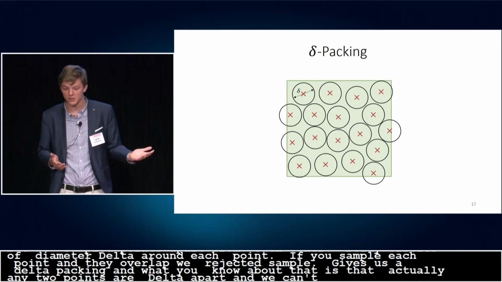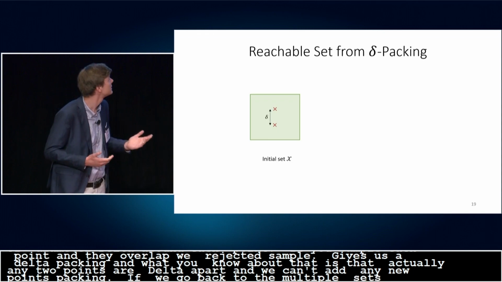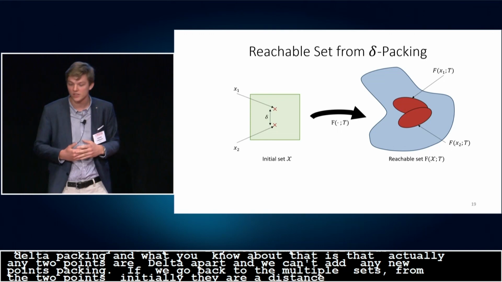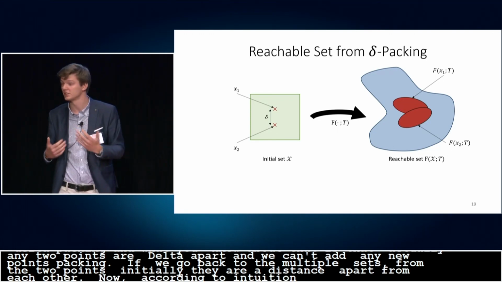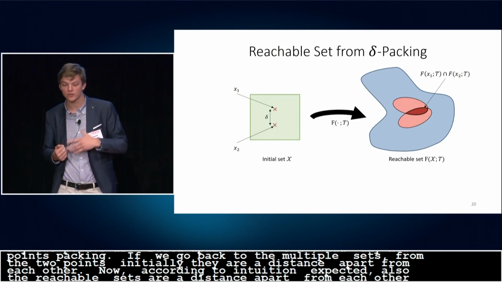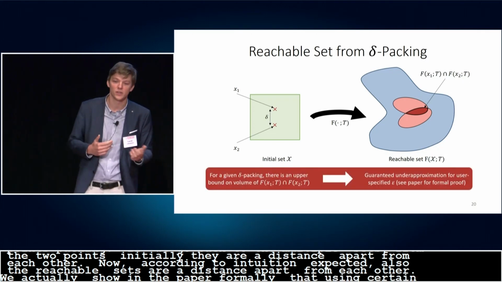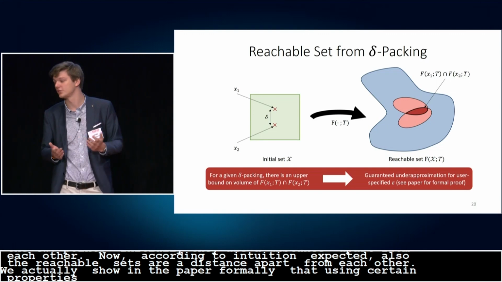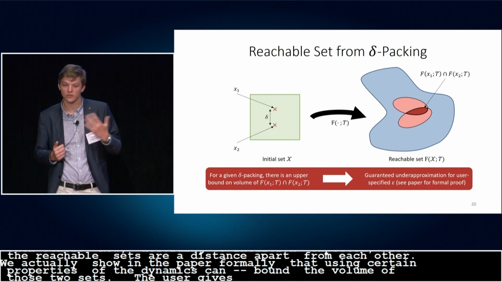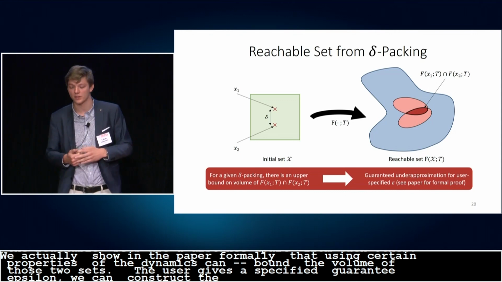So if we now go back to our reachable sets, we know that for 2 points from our initial set, they're at least a delta distance apart from each other. We would now, at least according to our intuition, expect that also the reachable sets are at least a certain distance apart from each other. And now what we actually show in the paper formally is that using certain properties of the dynamics, we can actually upper bound the volume of the intersection between those 2 reachable sets. And what this allows us to do is if the user gives a specified error guarantee epsilon, we can construct the appropriate delta packing with its appropriate size, which gives us a guaranteed under-approximation in terms of the volume.